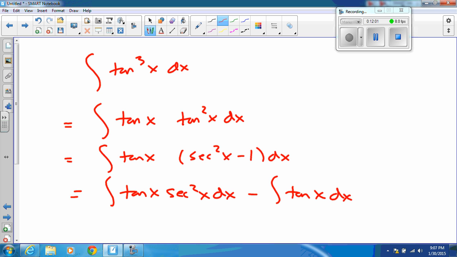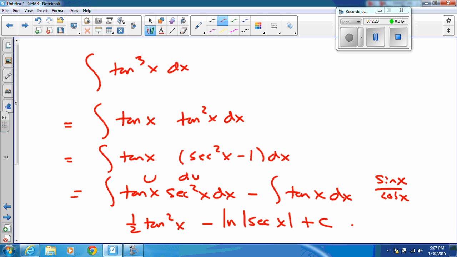And so this gives me the integral of tangent x secant squared x minus the integral of tangent x dx. Now, this integral right here is just u du, so I get 1/2 tangent squared. And the integral of tangent x, you remember, we handled by thinking of it as sine over cosine, so that we have du over u, and we get the natural log of secant plus c.